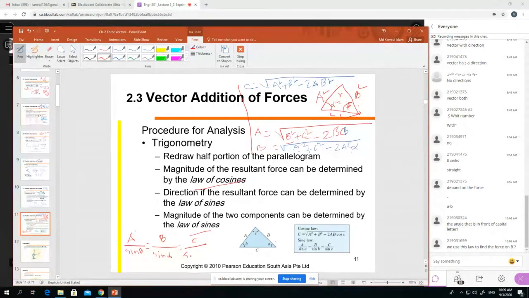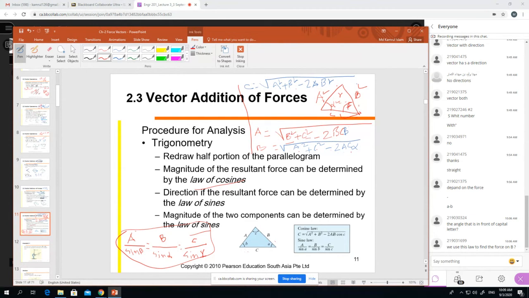So what will be here? Can someone tell me what will be here? If you want to write down C, sine, what will be here? Alpha, beta, gamma. What should I write here? Gamma, yes, gamma. So this is the sine law, the sine formula.